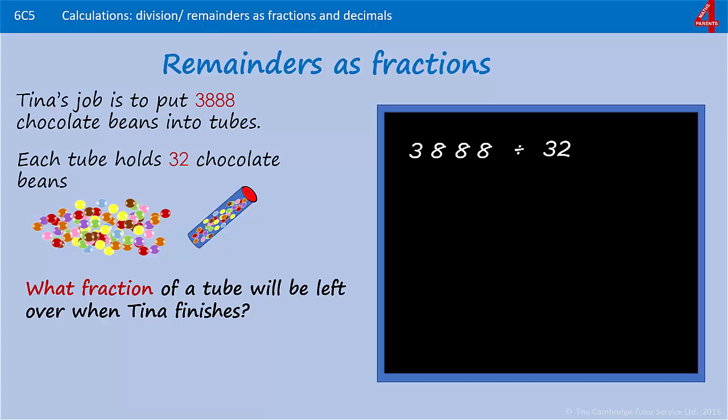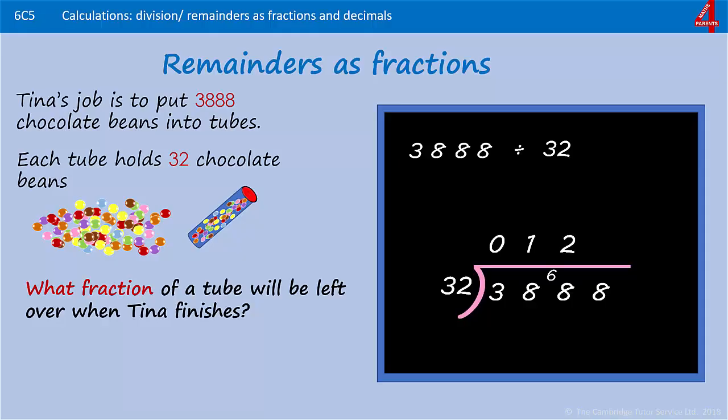So what we have here is 3,888 divided by 32. Using the short division method, 32 into 3 doesn't go. 32 into 38 goes once, remainder 6. 32 into 68 goes 2 times, remainder 4. 32 into 48, that will go once, and we have 16 left over. The answer to the calculation is 121, remainder 16.